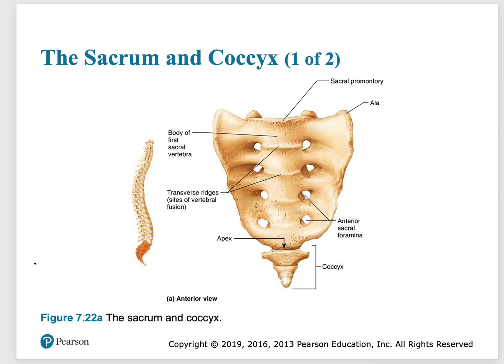All right, so the last portions of our spine, we have the sacrum, which is all of this. It's fused bones. And then we have the coccyx, also known as our tailbone.